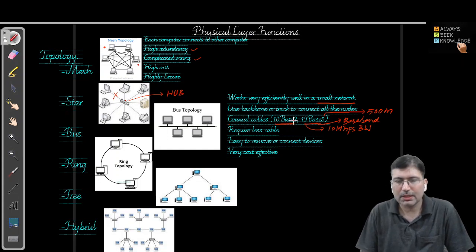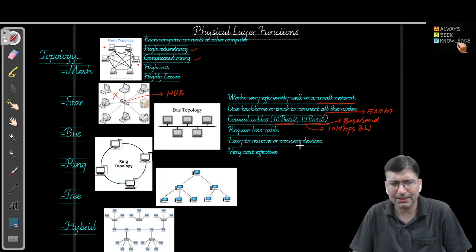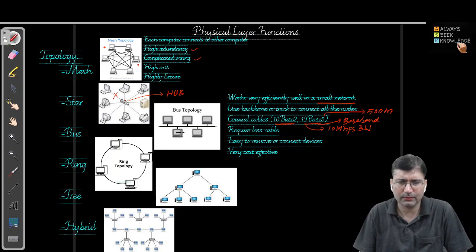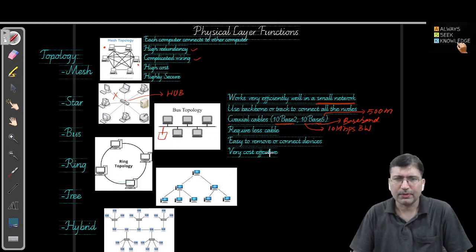So generally we use these cables in bus topologies. It requires fewer cables, and it is easy to remove or connect devices. So if we want to remove a device or connect a device, it is not difficult to manage that, and it is cost effective.